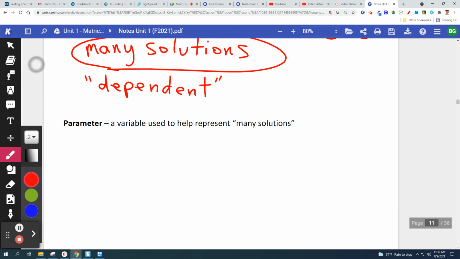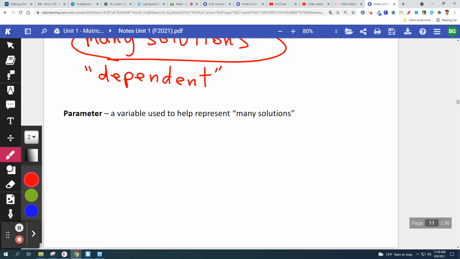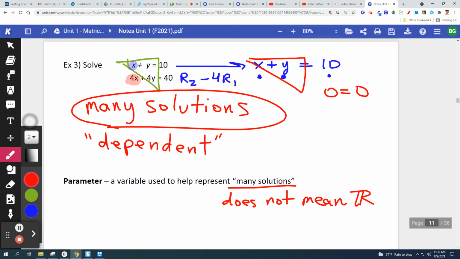Now, a parameter is a variable that's used to help represent many solutions. And people, this blows people's minds, okay? When we say many solutions, this does not mean all real numbers, all right? That's not the same thing. You can't use those two interchangeably. Many solutions mean there are a lot of different things, but there is going to be some kind of special pattern. There's got to be something special about it. So let's look at this one.